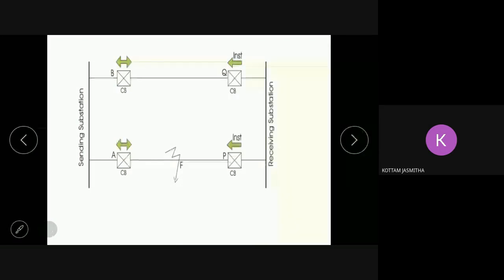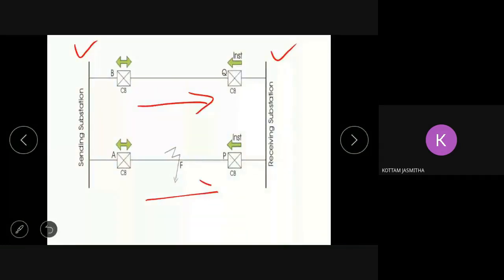Suppose without any fault in the system, the current will travel from this substation to this substation, through either of these feeders, in this direction, right? So without any fault, the direction of the current is from the sending end to the receiving end substation through both the feeders.